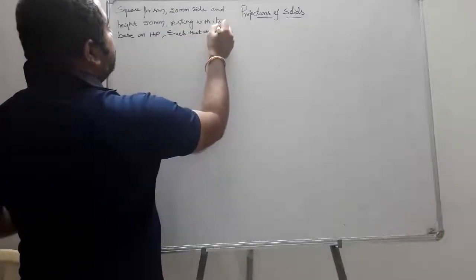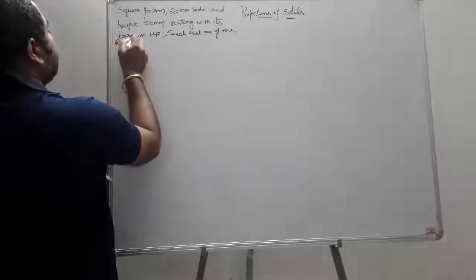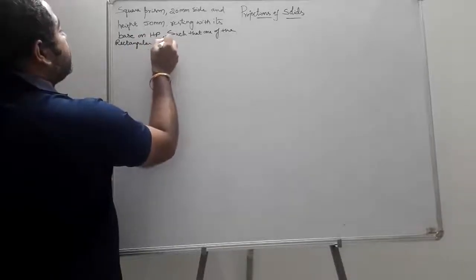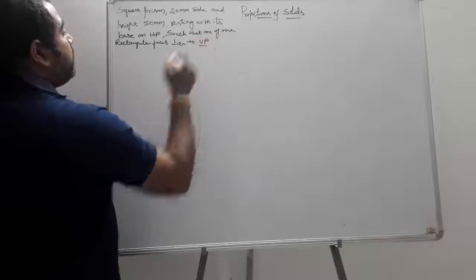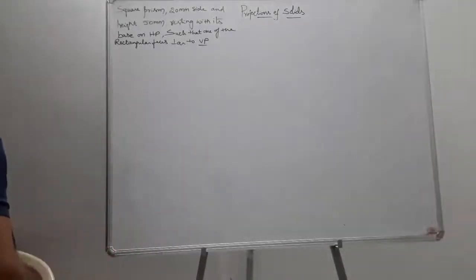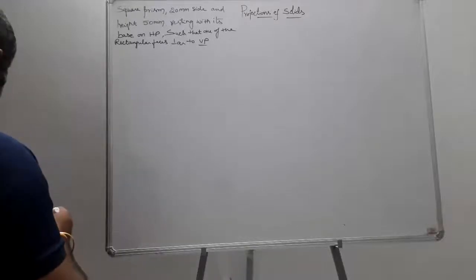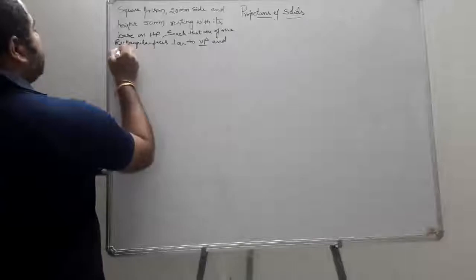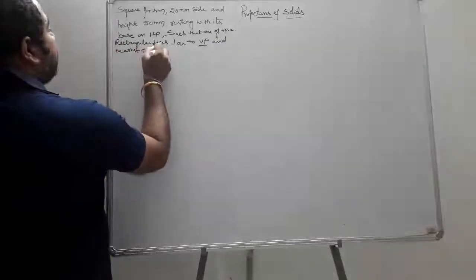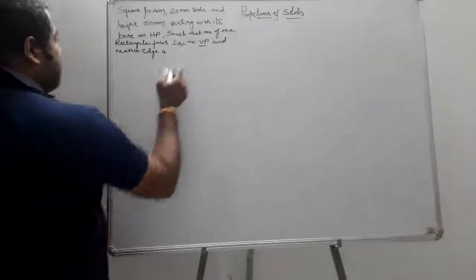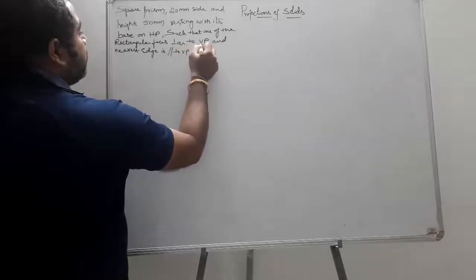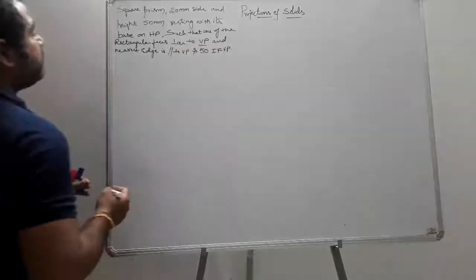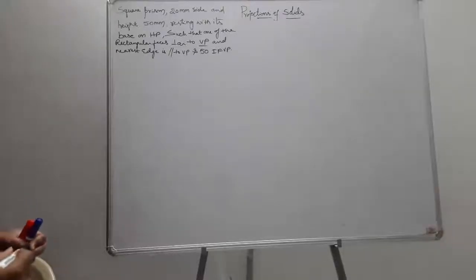and the nearest edge is parallel to VP and 50 mm in front of VP. Is it visible clearly?